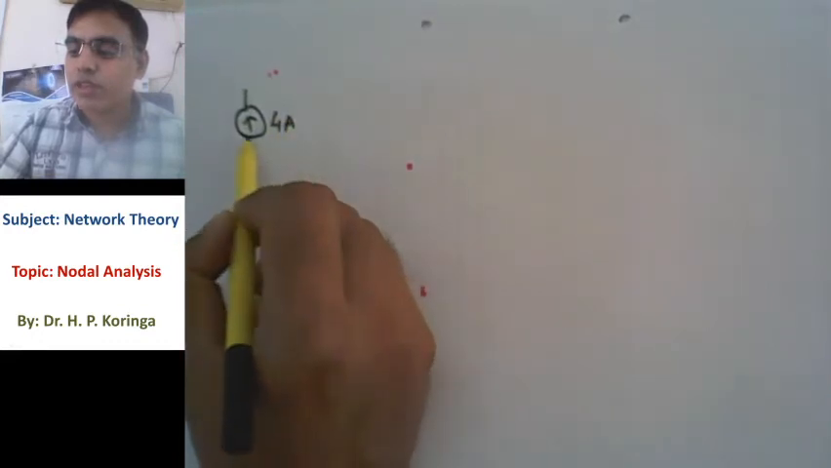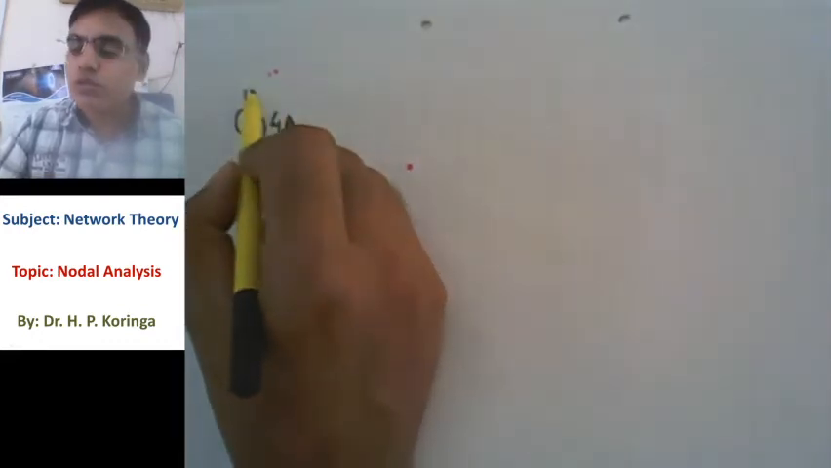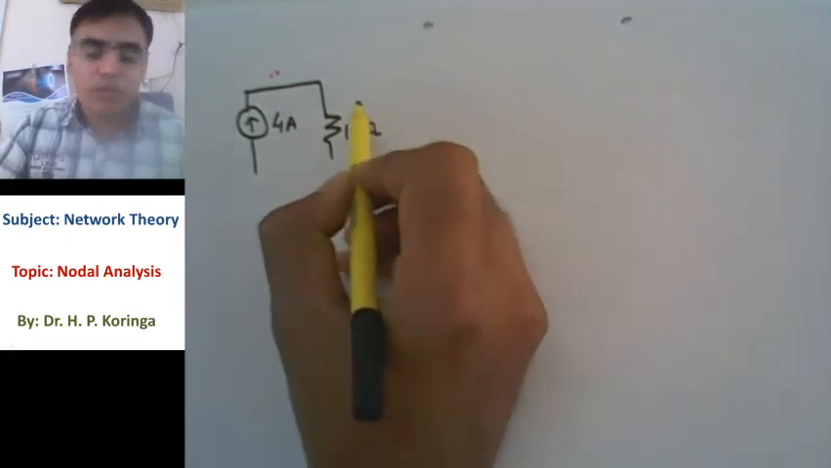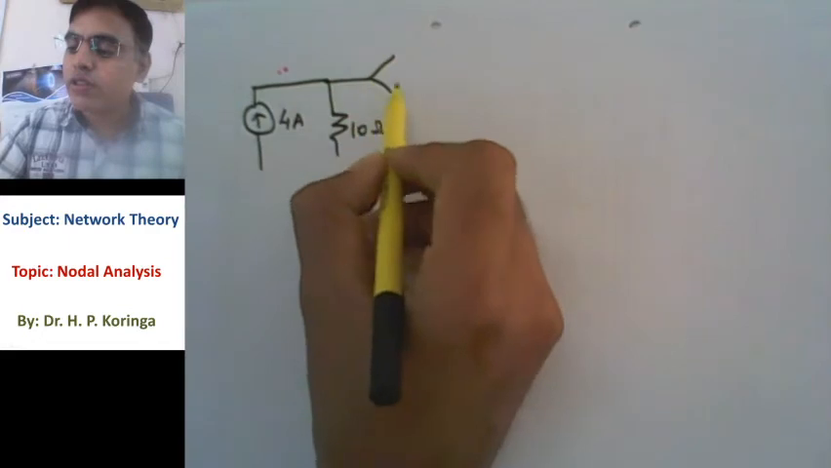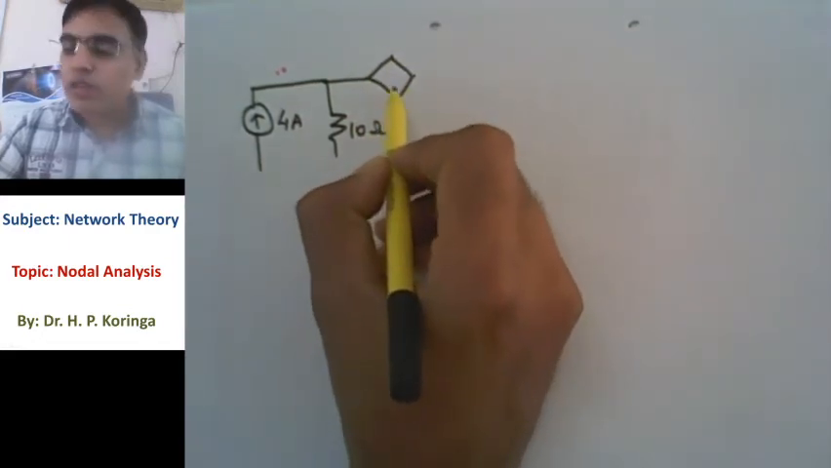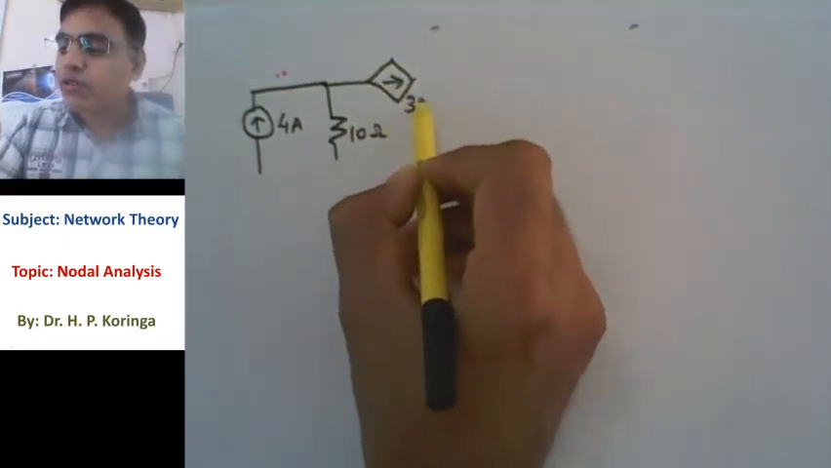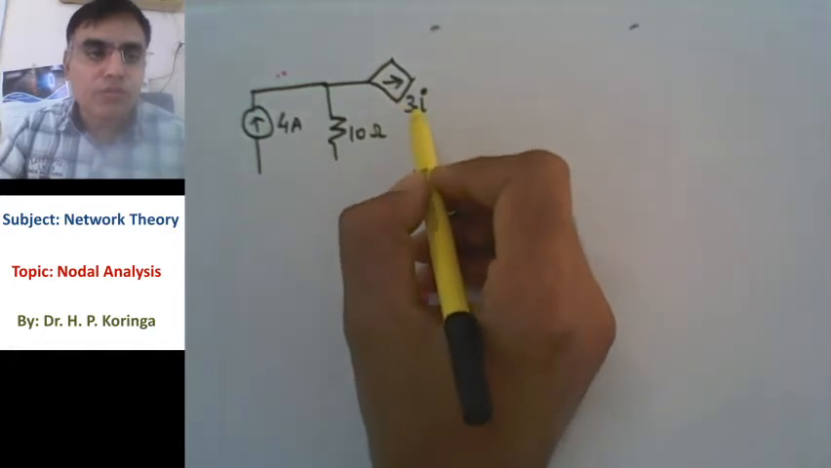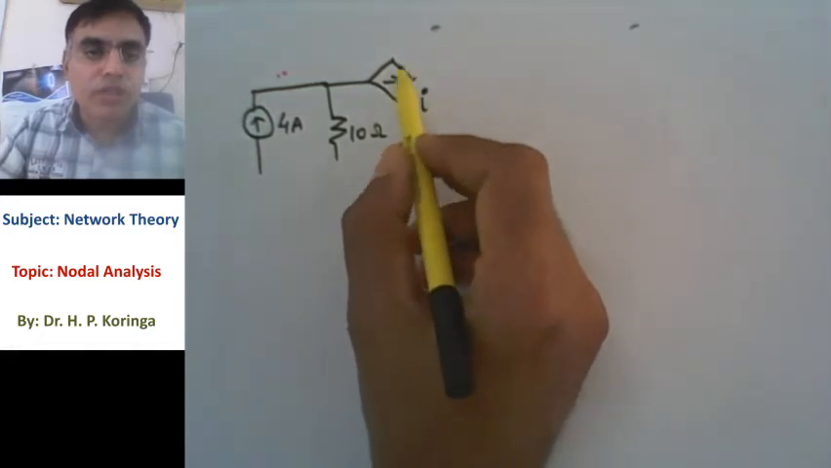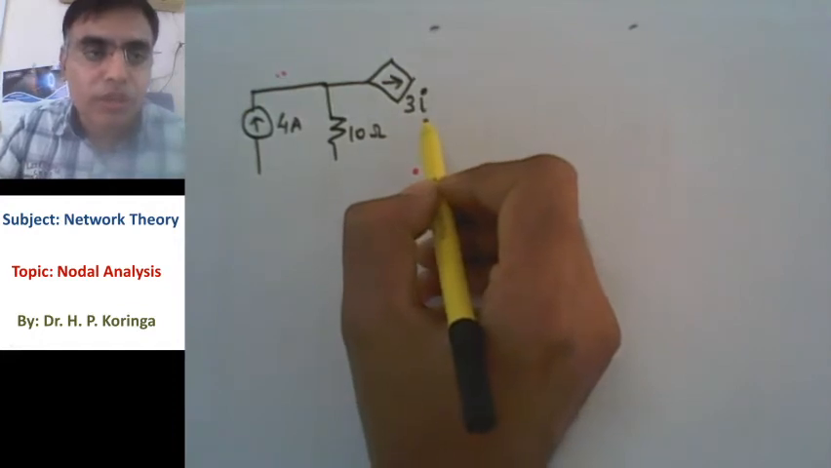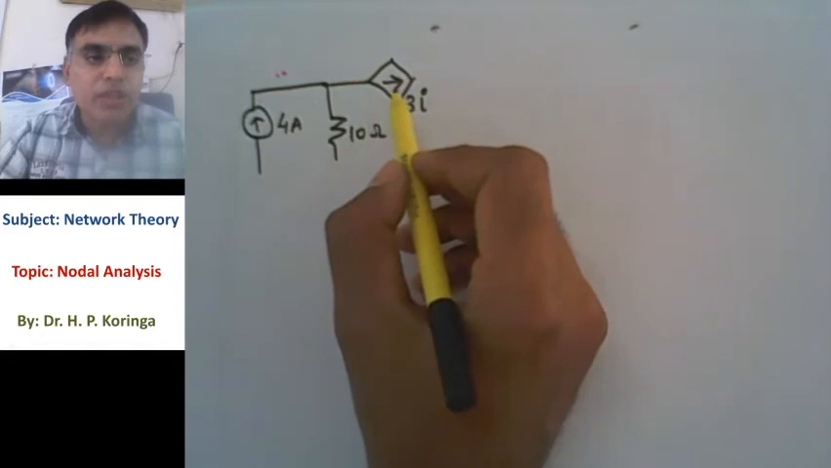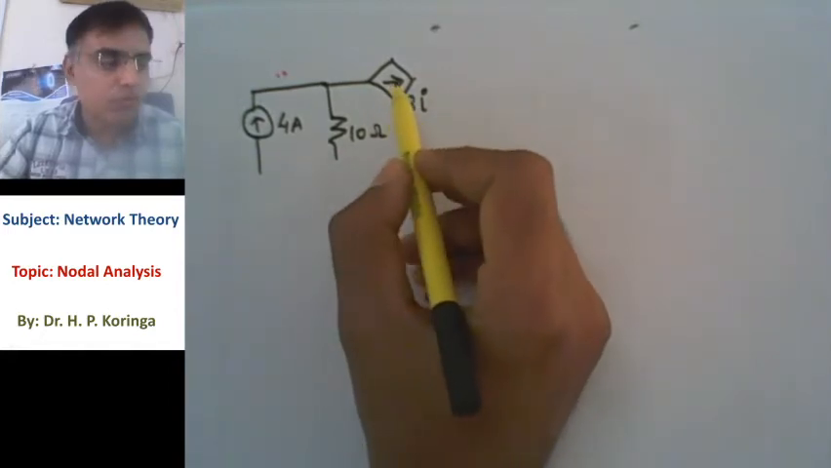So I have one 4 ampere current source, one 10 ohm resistance, and one dependent current source, and it depends on I. That means it is a current dependent current source. The value of this dependent source depends on a current. So it is called current dependent, and the source itself is a current, so it is called a current dependent current source.